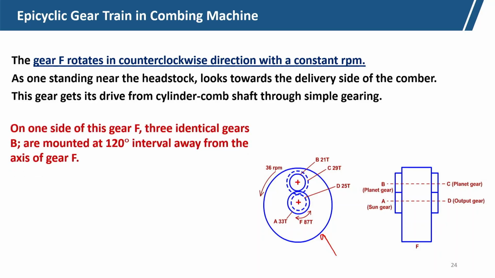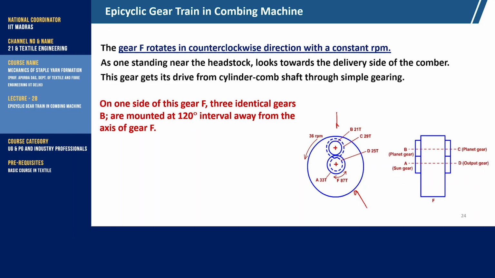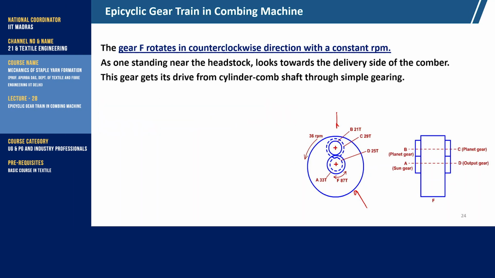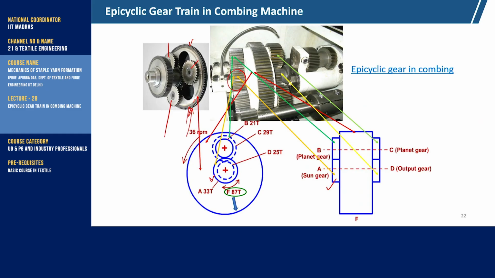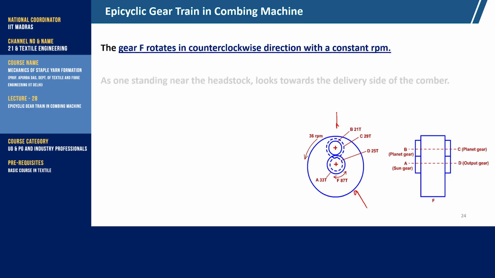On one side of this gear F, there are 3 identical gears, as we have seen earlier. In this picture only one B is shown, but in the actual photograph we have seen, I will show you back. Here you can see there are 3 identical gears, this is 1, 2, 3 identical gears. They are placed 120° apart.